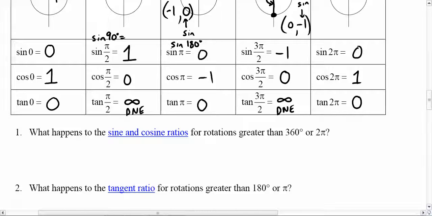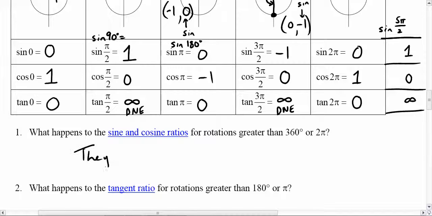So the question is, what's going to happen to the sine and cosine ratios if we keep going? If I made another row on this table, what would the next row be? First sine. What if I did 5 pi over 2? The next one, I would get 1, 0, infinity, does not exist. They start to repeat.